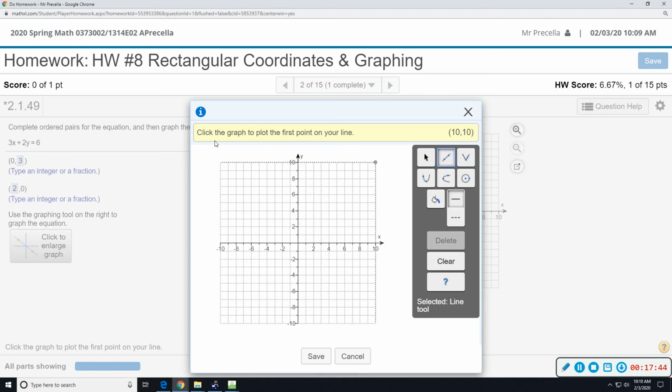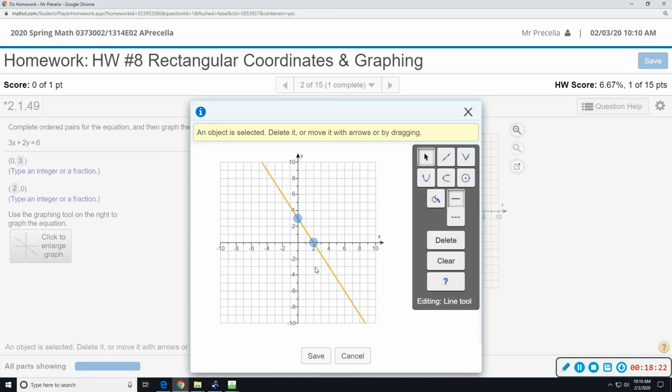And now it says, okay, graph or plot the first point on your line. The first point was 0, 3. So what would that mean? Over 0, up 3. And then it says plot the second point. You'll notice it should say the point that you're on up here in the upper right hand corner of that yellow rectangle. So what's our second point? Right 2, up 0. Am I right 2, up 0? Yep. Then I say save it.